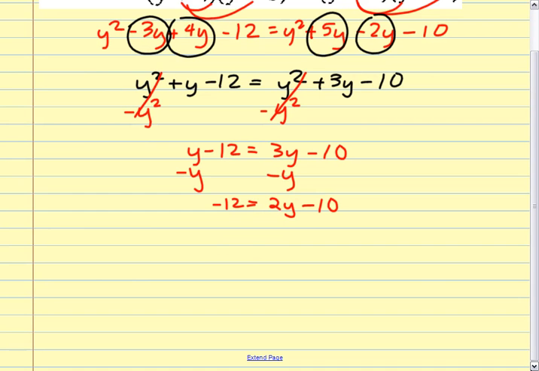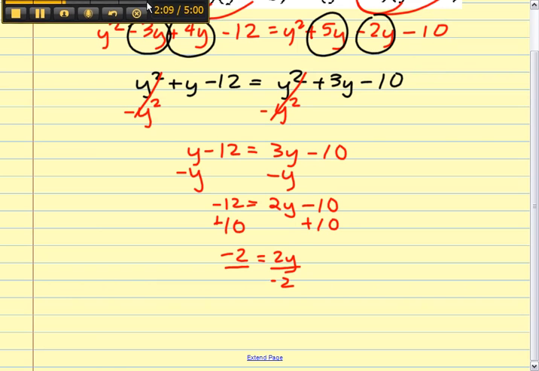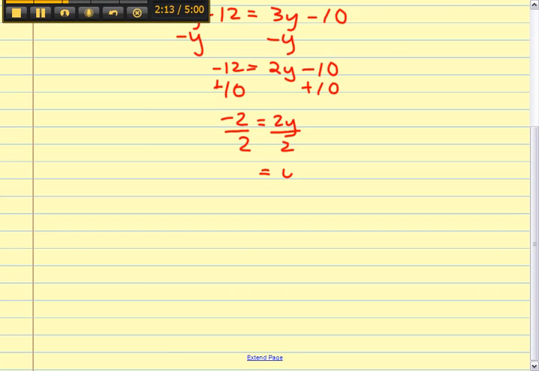Okay. Sophia, what do I do from there? I would add 10 to this. Let's add 10 to both sides, and what does that give me? Negative 2 equals 2y. And then what? I would divide 2 by negative 2. Wait, you want me to divide 2 by negative 2? No, like divide by 2. Divide both sides by 2. Yes. Okay, and that gives me negative 1 equals y.